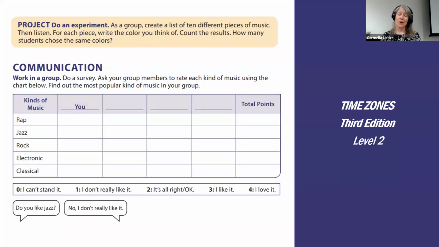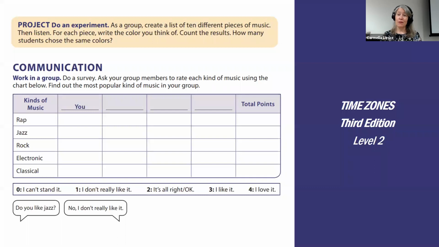The other thing I want to mention is that when you have a task like communication, the main goal is not to make a beautiful chart. A chart's nice, but the main goal is that the students go and they talk with each other, they practice giving opinions, they practice using the language, and they come back and they've made a group consensus. So a little bit of collaboration about what is the most popular music in the group.